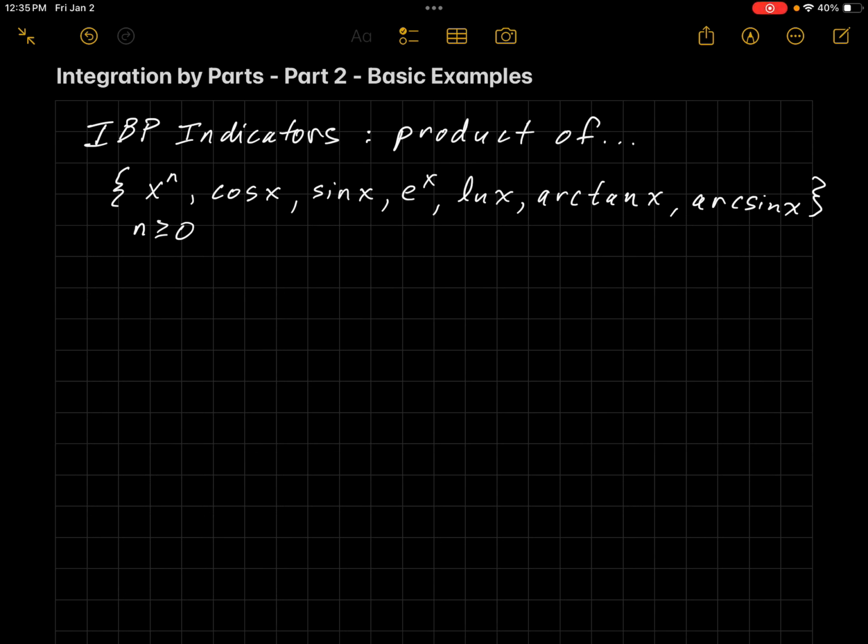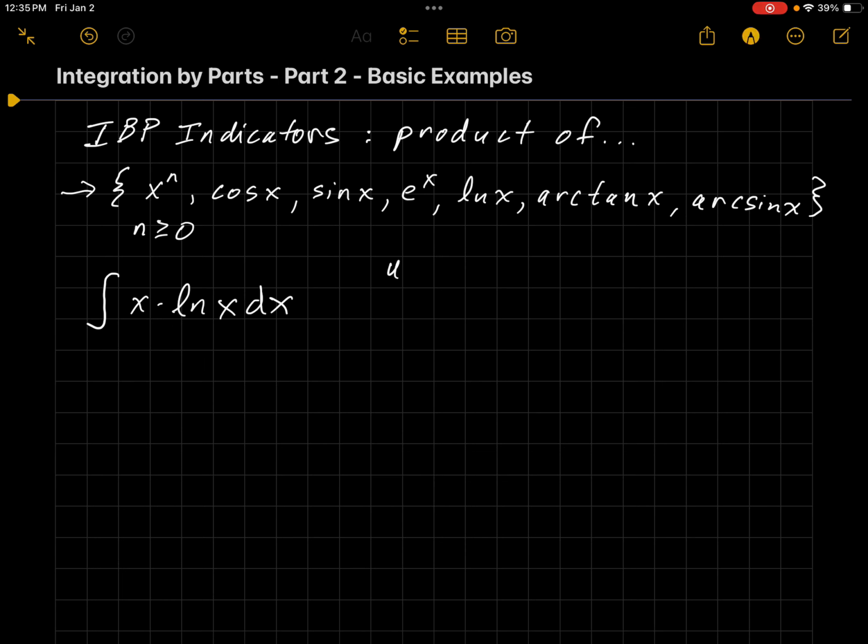Integration by Parts, Part 2, Basic or Typical Examples. Recall that there are some indicators that tell us when we should use, or should probably use, IBP, and the indicator that I look for is: is my integrand a product of some of these functions? So what if I had the integral of, say, x times natural log of x dx? Well, I know from experience and because of my indicator that this is an integration by parts problem.